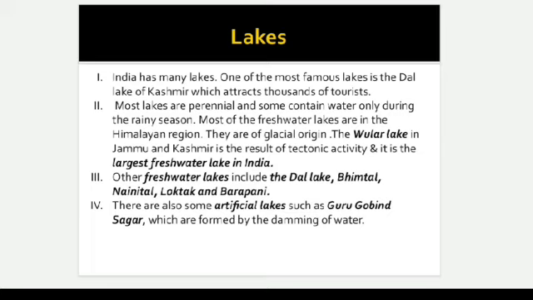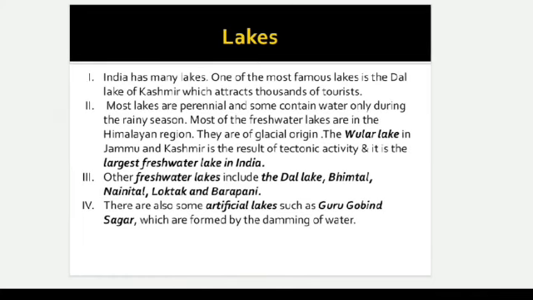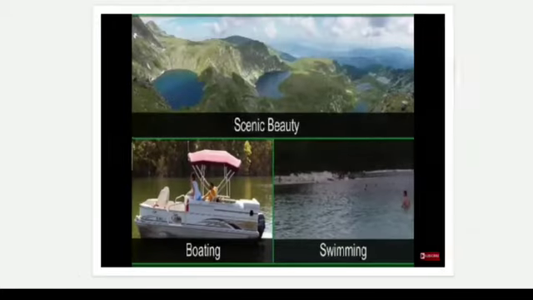The Wular Lake in Jammu and Kashmir is the lake which is the result of tectonic activity, and it is the largest freshwater lake in India. Other freshwater lakes are Dal Lake, Bhimtal, Nainital, Loktak and Barapani. There are also some artificial lakes such as Guru Gobind Sagar, which are formed by damming of the water.